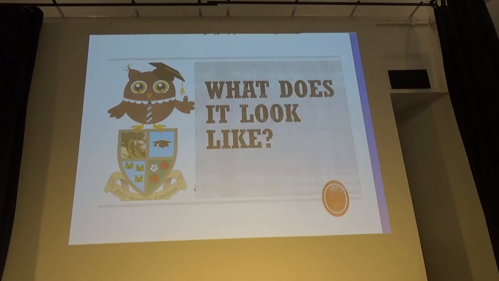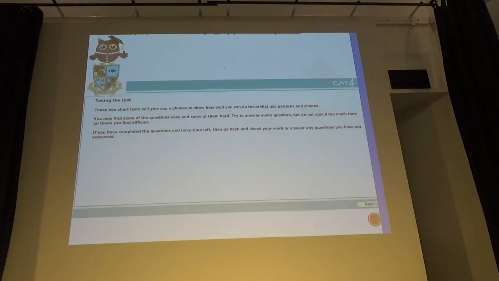So what does the CAT4 look like? It's got some instructions like this. This is one of the instructions screens. There are headphones and it talks to the children. The teachers go through the instructions together as a class to make sure the children know what it is that they're going to do.